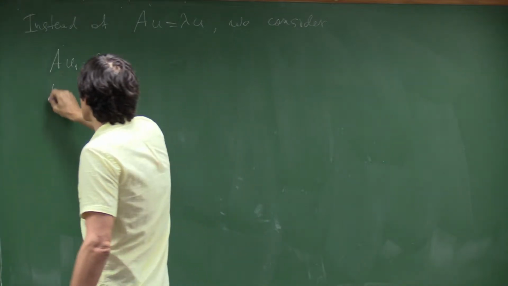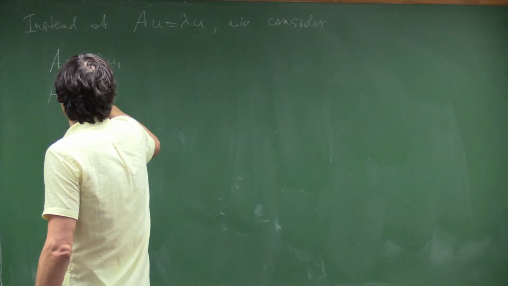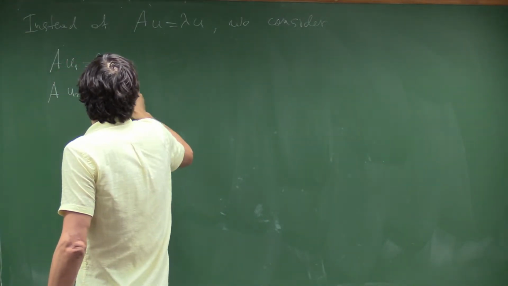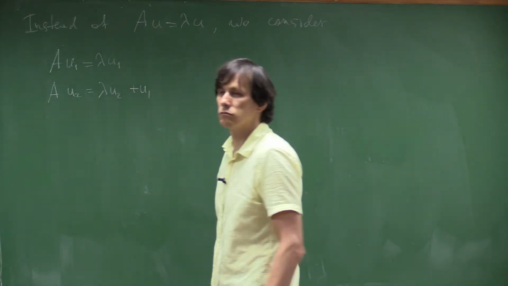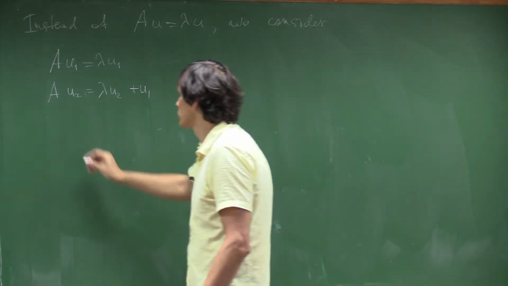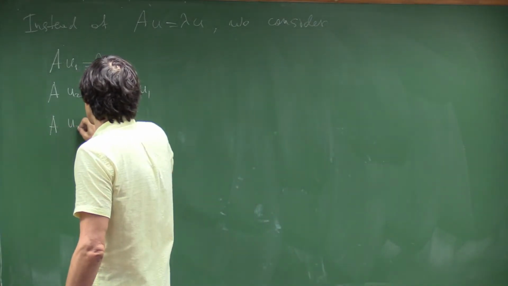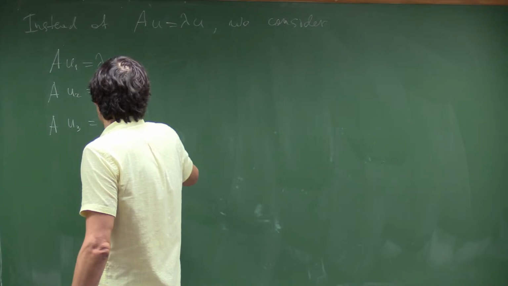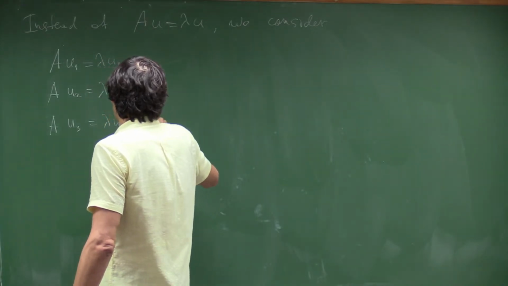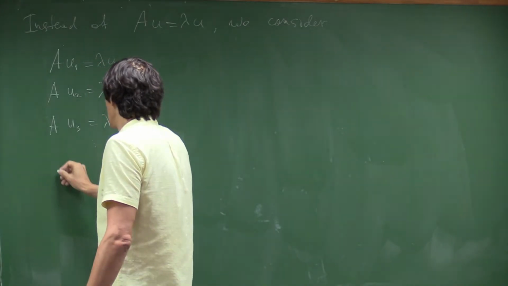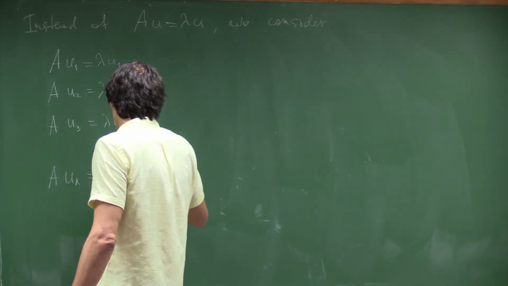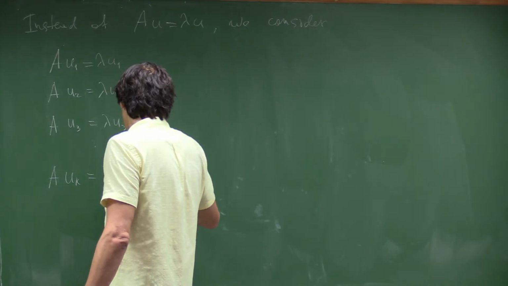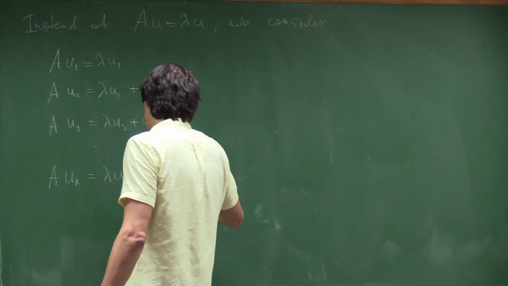But then we make the next one, which is just the same as the previous, but we add U1. And then the next one is the same eigenvalue problem, but add U2, and so on. Always just add the previous vector.